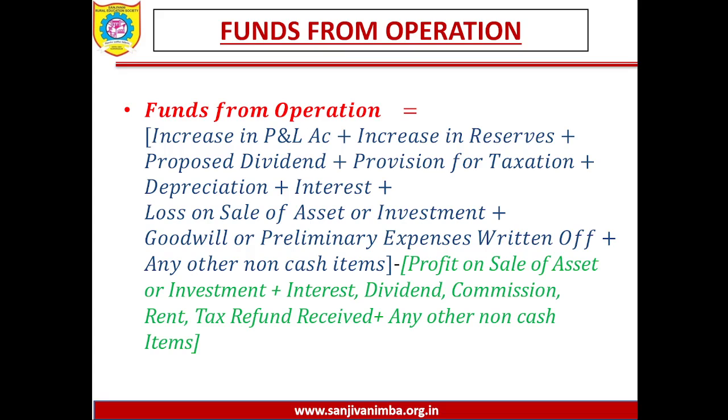Minus, in other bracket, profit on sale of asset or investment plus interest, dividend, commission, rent, tax refund received plus any other non-cash items, bracket, complete formula, finish. So friends, in spite of being such a big formula, if you just remember my code word P R D T D I L G A, you can easily remember the formula of funds from operation.